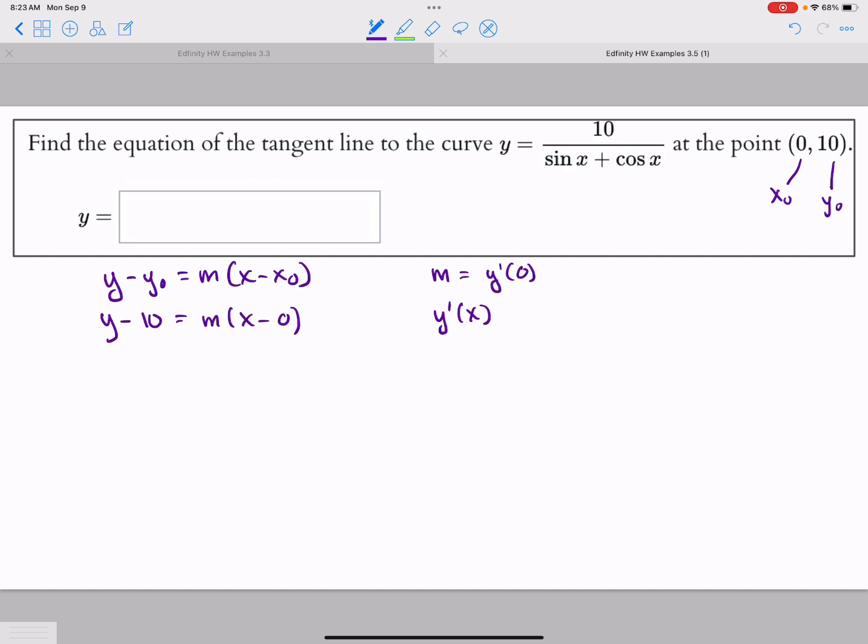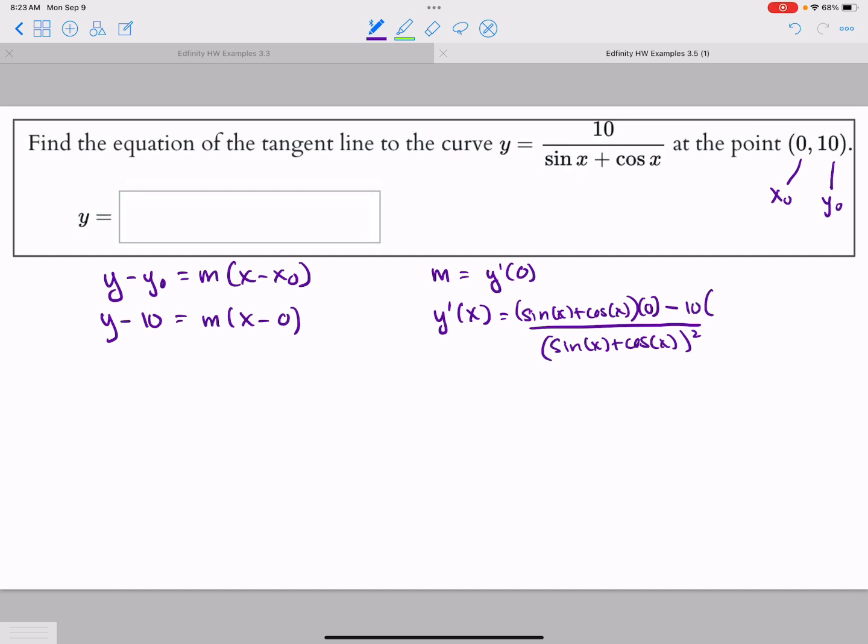There are a couple different ways to do this just with the knowledge that we have at this point. I'm going to use quotient rule. So it's denominator squared, denominator times the derivative of the numerator. The derivative of 10 is 0, minus the numerator times the derivative of the denominator.